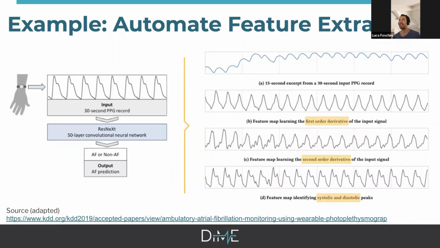So it turns out that the algorithm learns somewhat automatically that the first derivative, the second derivative, and systolic and diastolic peaks within the signal, which are hidden to a human eye, are the ones that are actually relevant to make a good job of discriminating things. And so I think this is a really good example of how machine learning, in this particular case, can aid feature extraction and helps generate a hypothesis for further studies. Next.